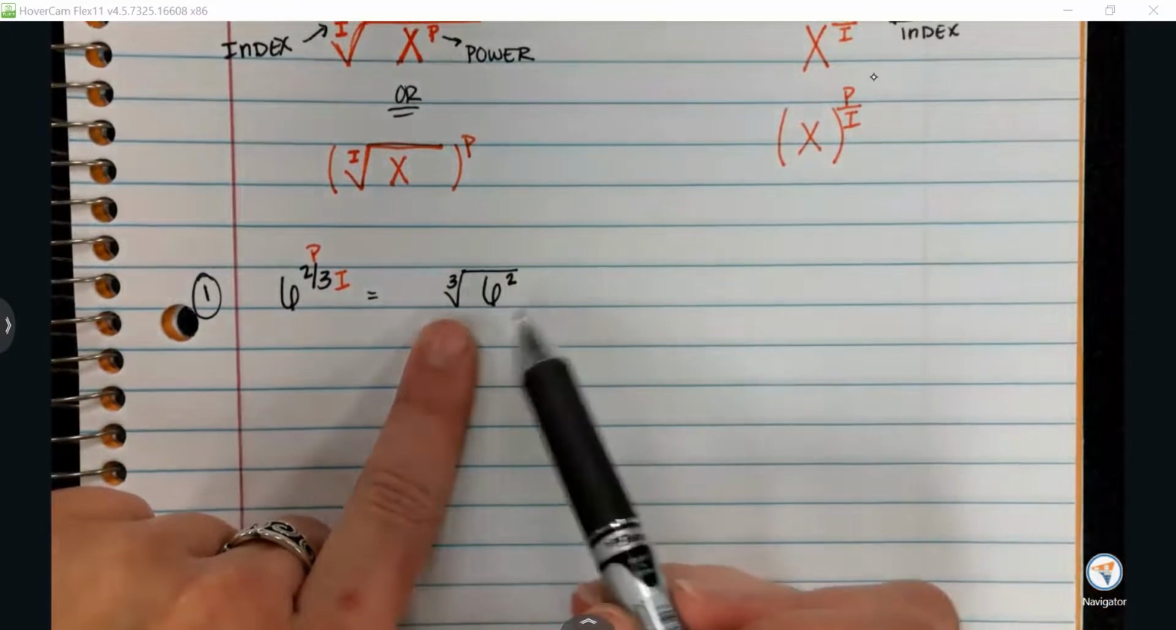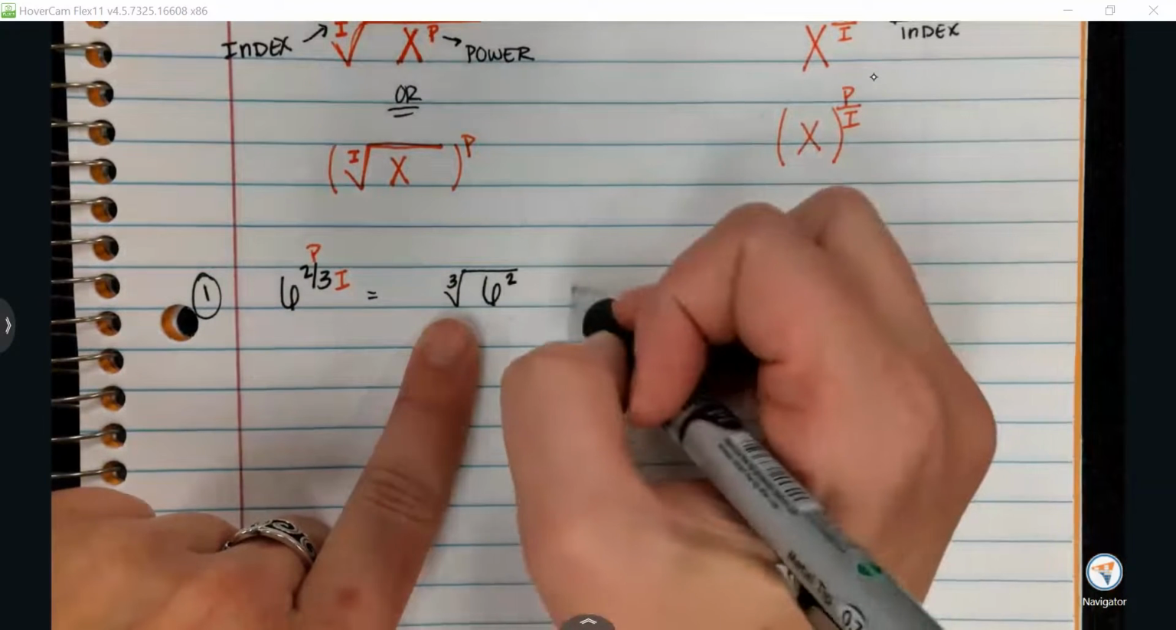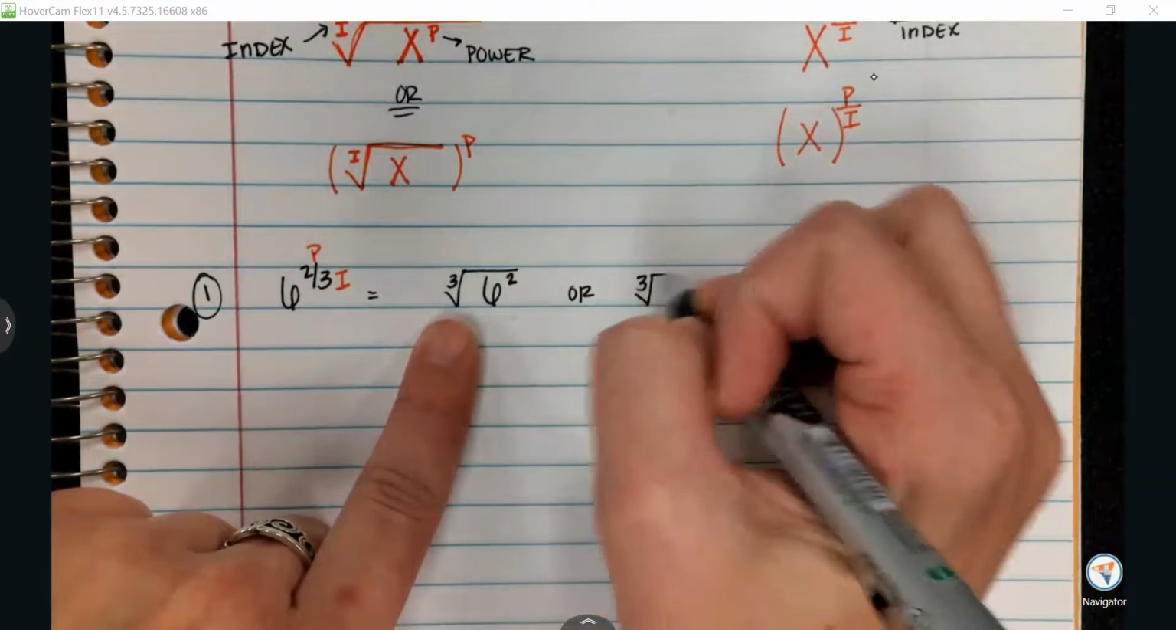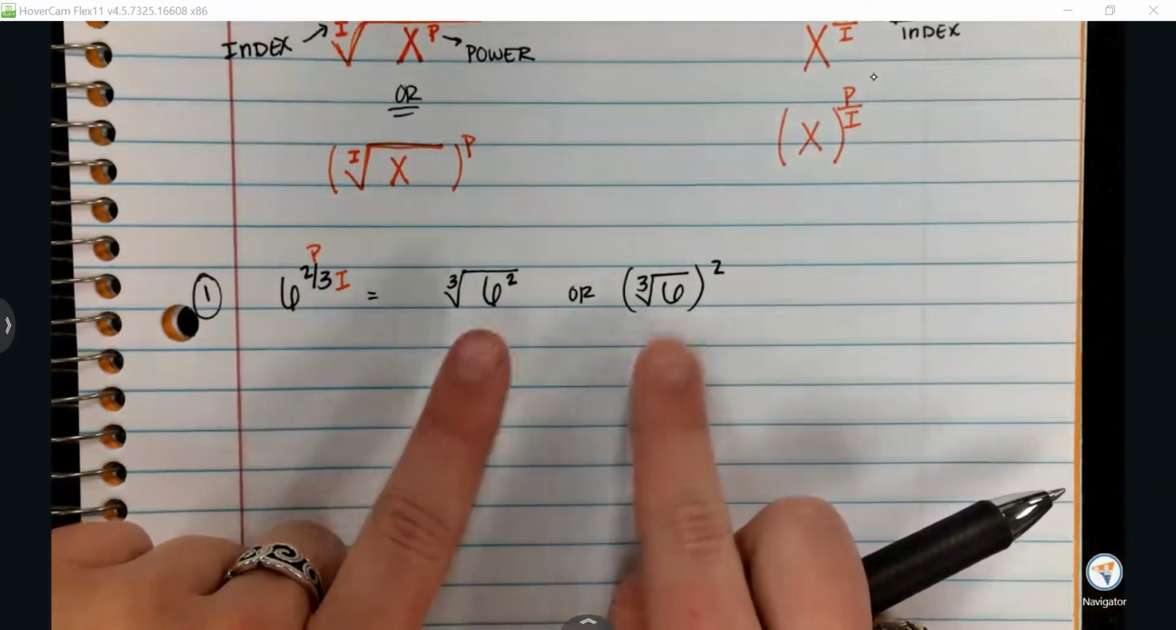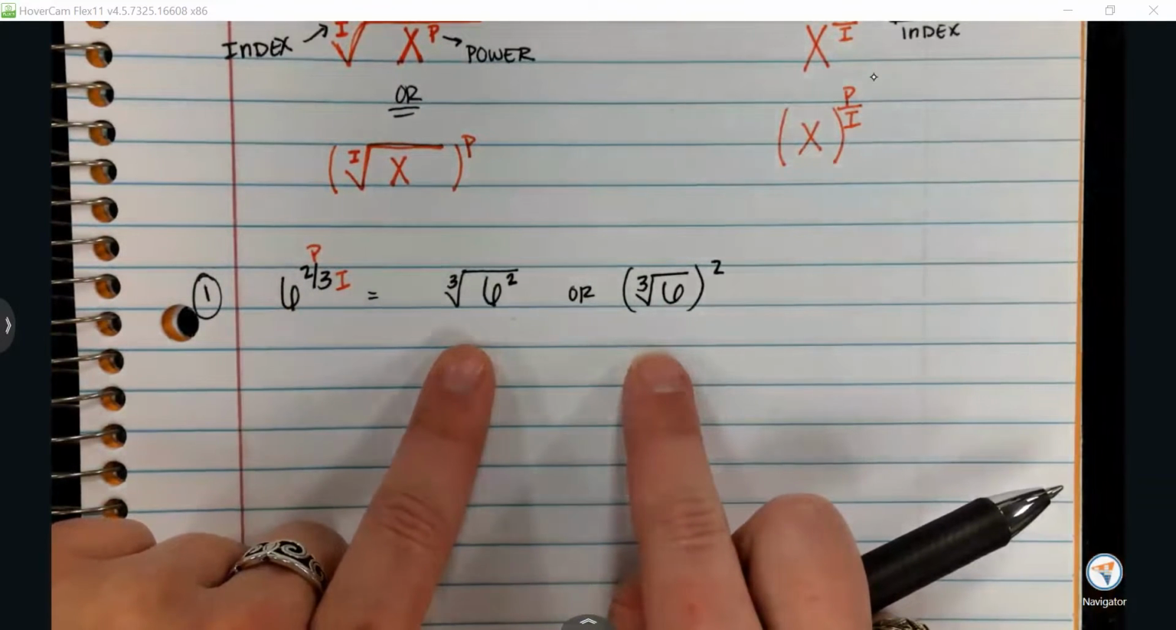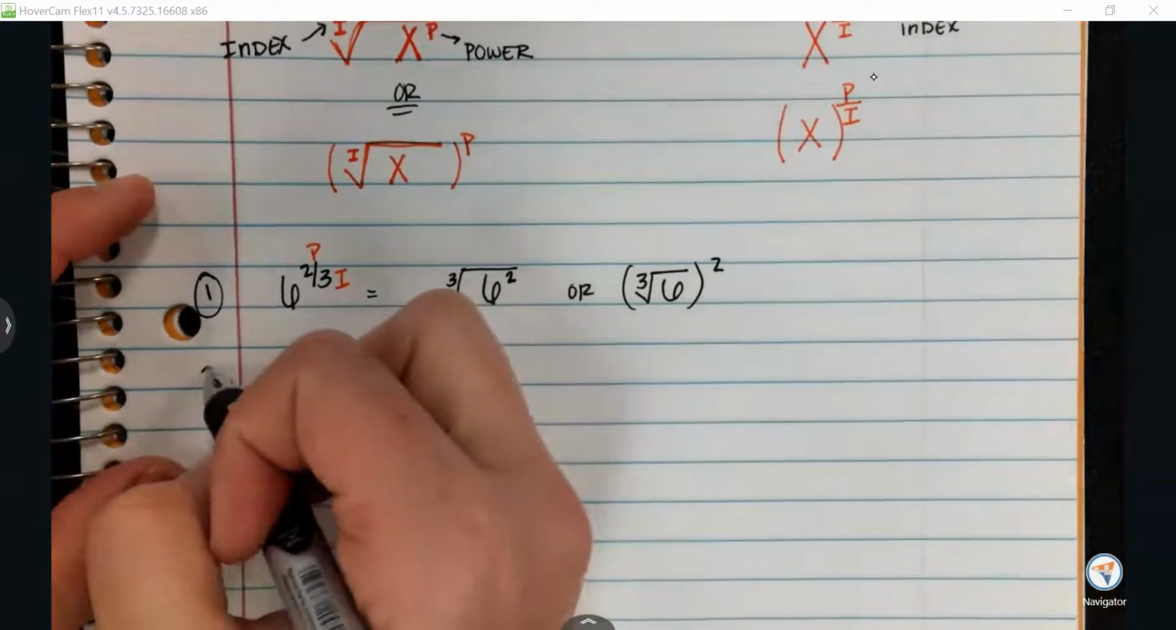How else could I write this? Where else could that 2 go? It should go or could go outside. Either one of these, but you need to know they are the same. Okay? Let's talk about another one that looks similar.